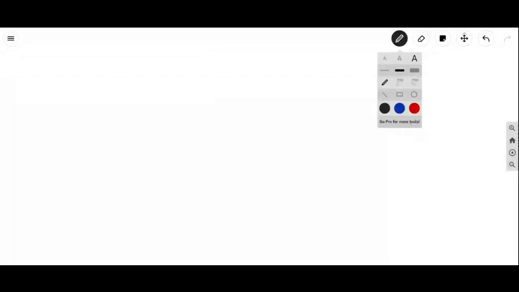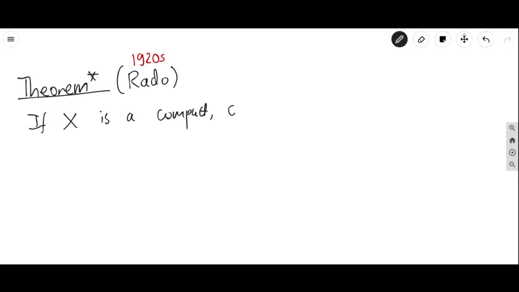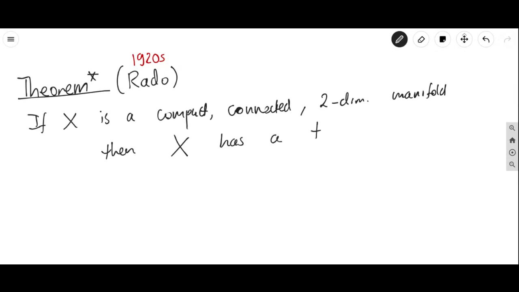So that would be the triangulation for a torus, and as an exercise, you can do a triangulation for a projective plane and other surfaces that we've talked about. So this is the main theorem, and this is a theorem that goes back to Radó, from, I think, the 1920s. That's from a long time ago. It's 100 years ago. So this is what it says. It says that if X is a compact, connected, two-dimensional manifold, then X has a triangulation. A triangulation will exist.